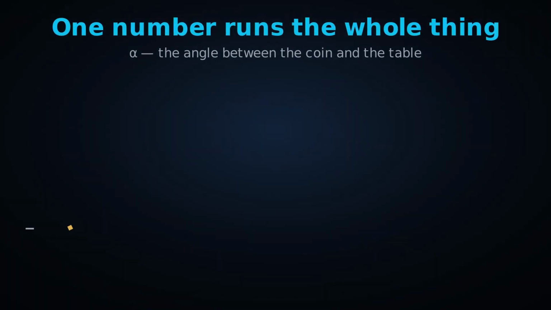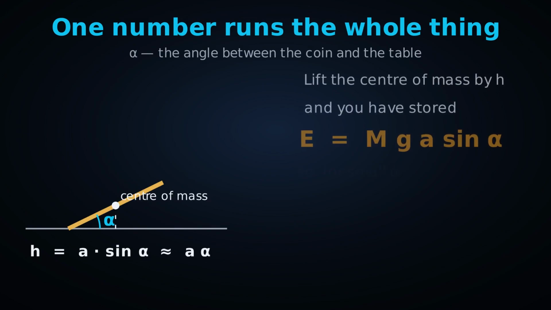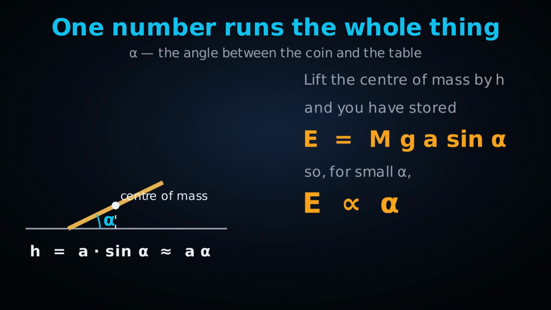To see where the speed comes from, you only need one number. Call it alpha, the angle between the coin and the table. Alpha decides everything. The center of the coin sits at a height of the radius times the sine of alpha, so for a small angle, the energy stored in the coin is simply proportional to alpha. Flatten the coin, and the energy goes to zero.